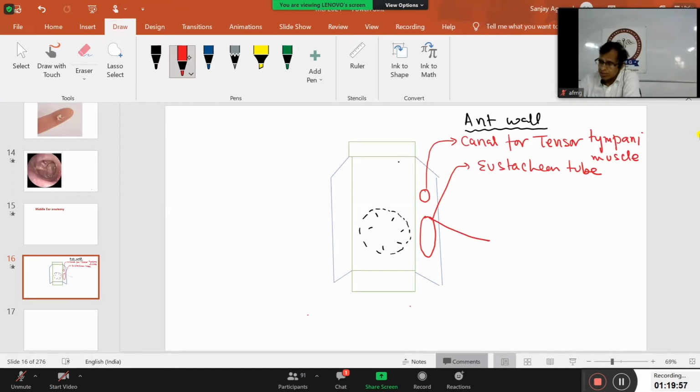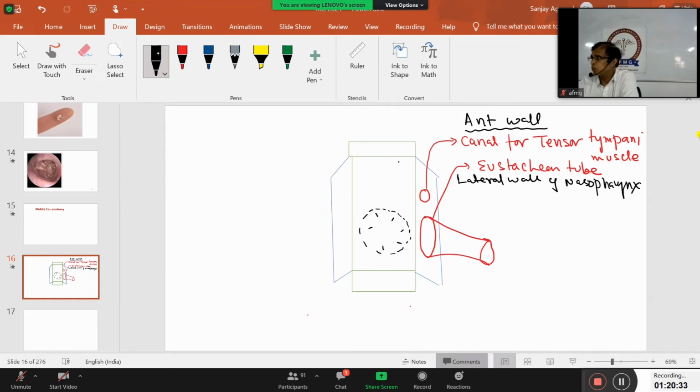So the tube is like this. It's a tube, and any tube has two ends. This tube also has two ends. One end of the tube opens in the middle ear. We know this, anterior of the middle ear. Where does the other end of the tube open? On the lateral wall of the nasopharynx. This is where the other end of the tube opens, in the lateral wall of the nasopharynx.